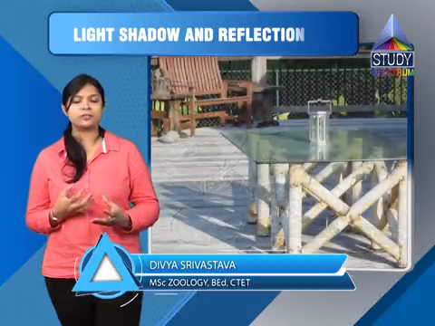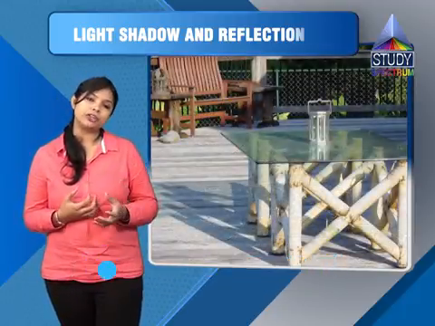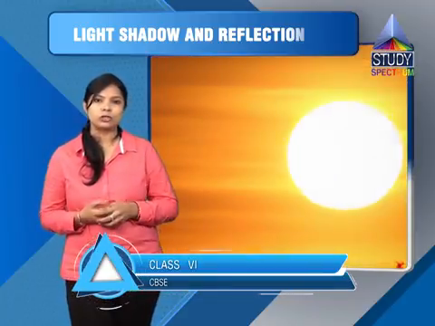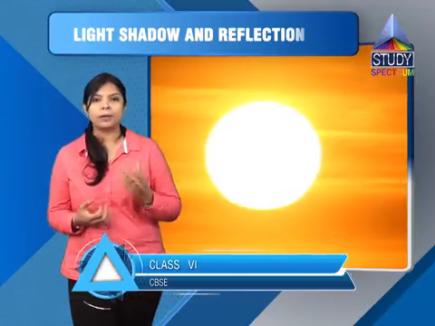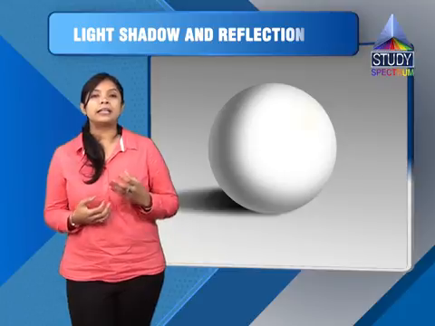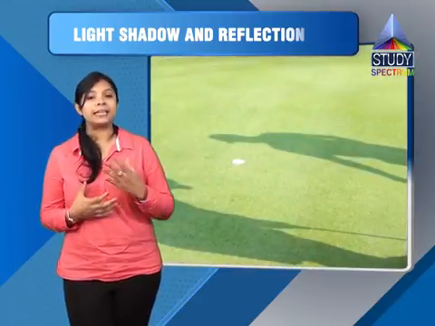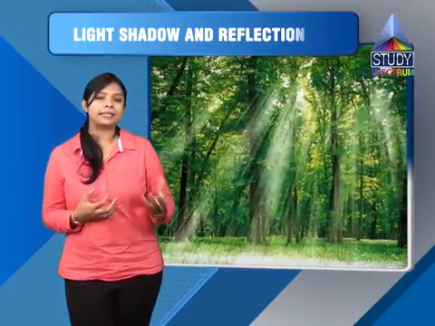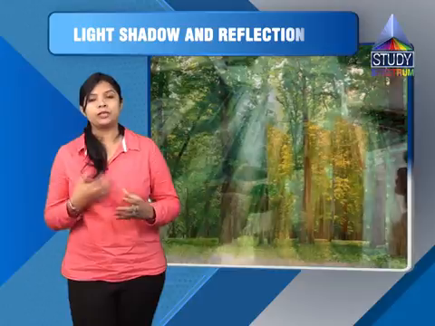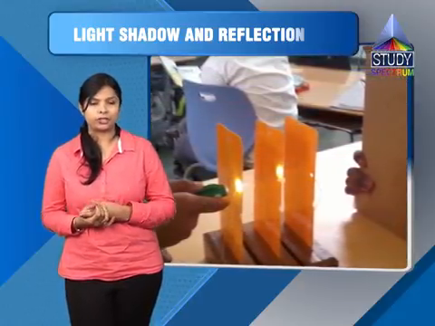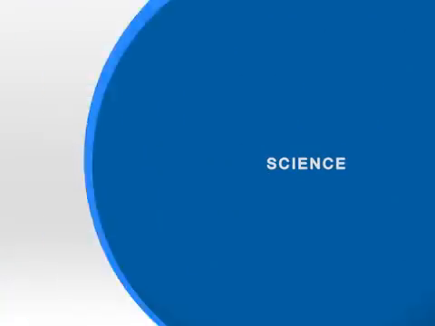So students, we have seen that for the formation of shadow we need different conditions: some source of light, some opaque object, and some screen. Other than this, the formation of shadow is a direct result of the rectilinear propagation of light. So what is rectilinear propagation of light? As we know, the travelling of light in a straight line is called the rectilinear propagation of light, which we are going to discuss further.